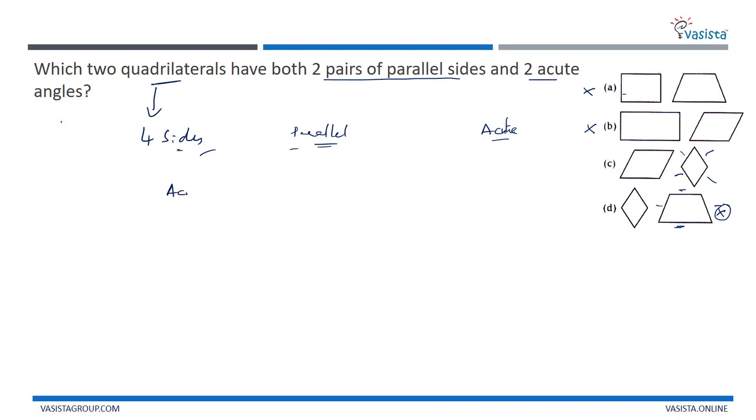What is an acute angle? An acute angle measures from 0 to 90 degrees. That condition is satisfied here. So the answer here is C.